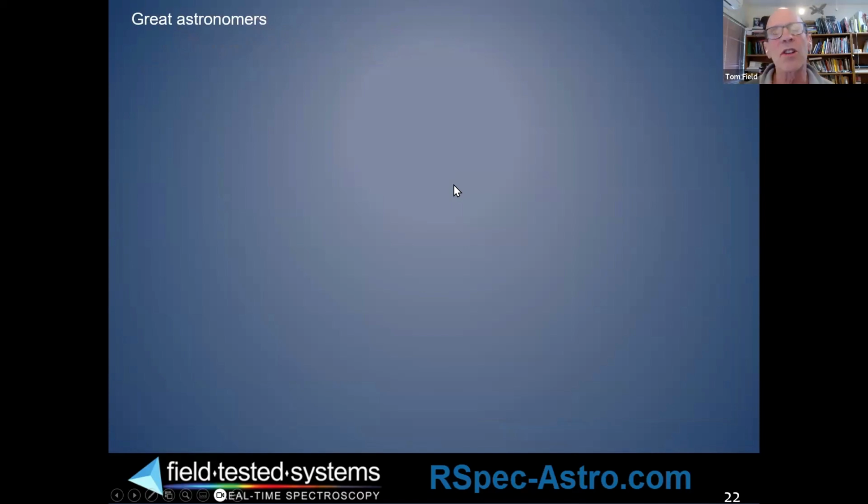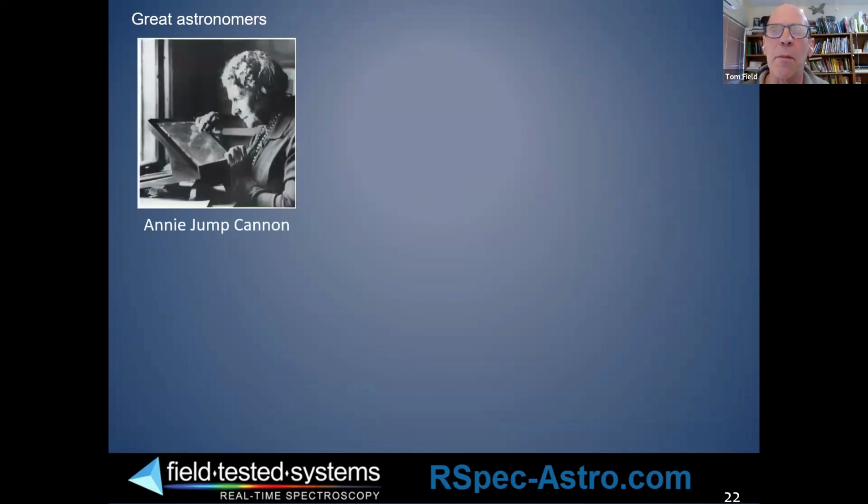So what do the astronomers that I've talked about so far all have in common? They're old white men. So there's lots of other people who have contributed to the field and upon whose shoulders we also stand. And I thought I'd mention some of them tonight in the context of spectroscopy.